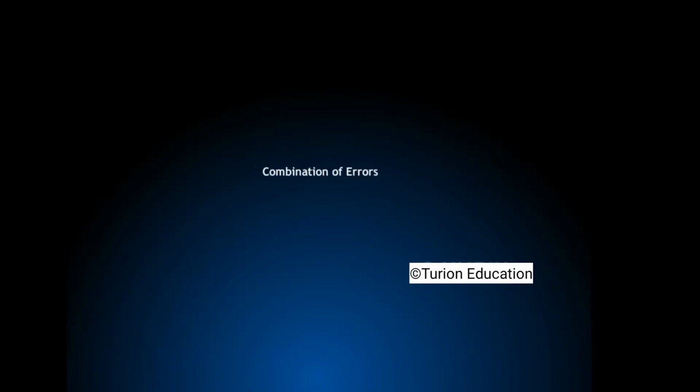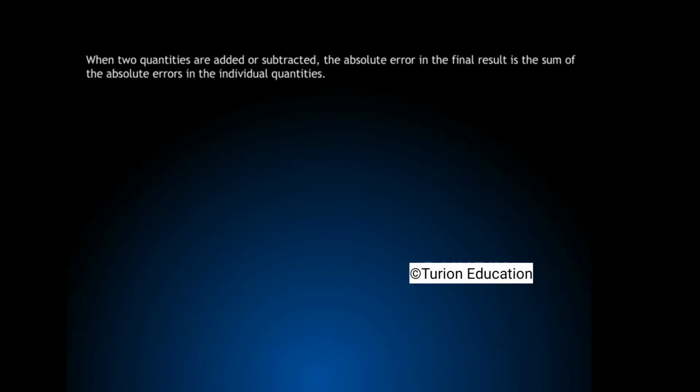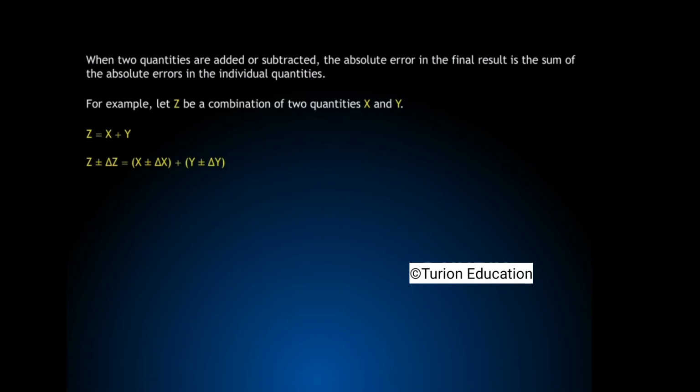Combination of errors. When two quantities are added or subtracted, the absolute error in the final result is the sum of the absolute errors in the individual quantities. For example, let Z be a combination of two quantities, x and y. Z equals x plus y. Z plus or minus delta Z equals x plus or minus delta x plus y plus or minus delta y. The maximum possible error is delta Z equals delta x plus delta y.